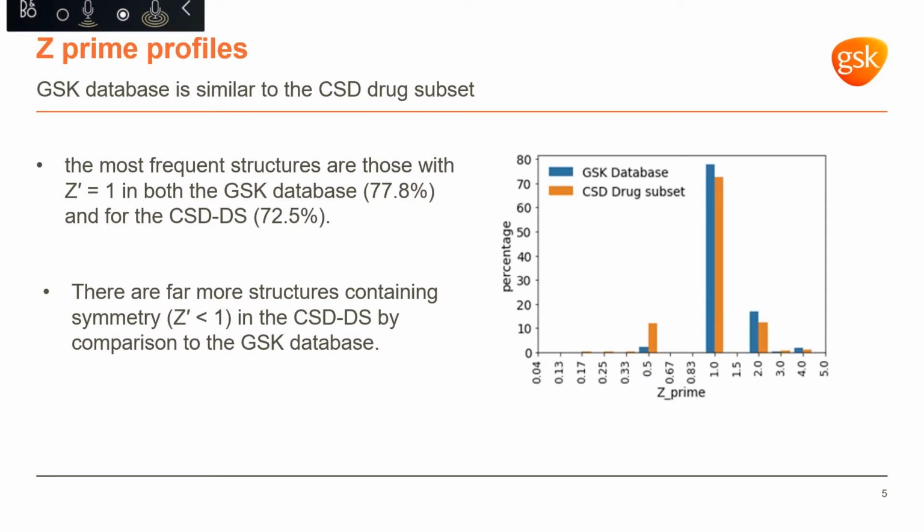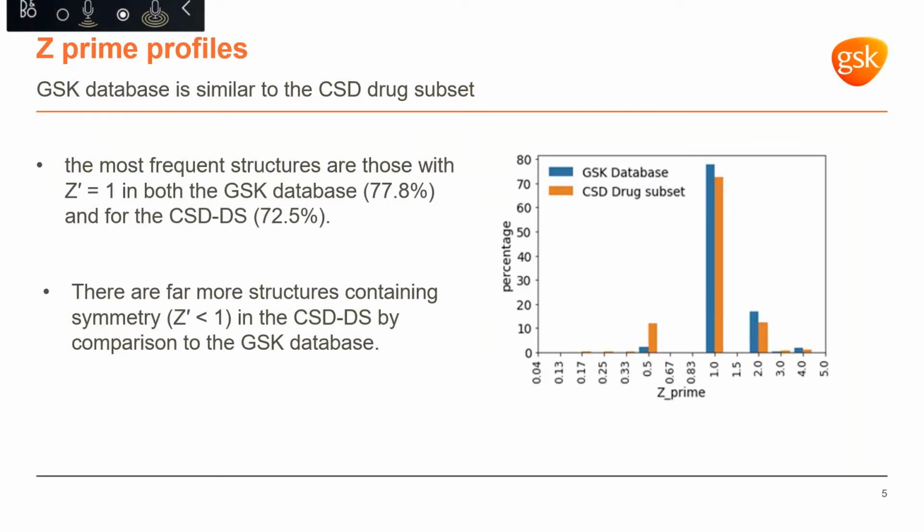And we noticed also that there are far more structures containing symmetry of Z prime less than 1 in the CSD drug subset in comparison to the GSK database, particularly Z prime equal to 0.5. This constitutes around 12% of the CSD drug subset and only 2.4% of the GSK database.